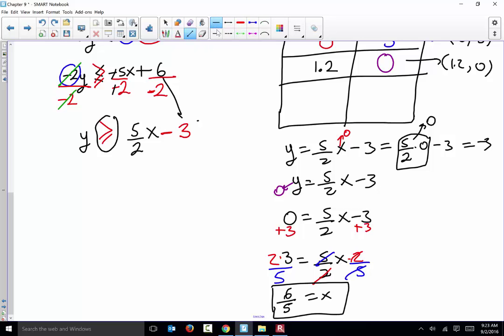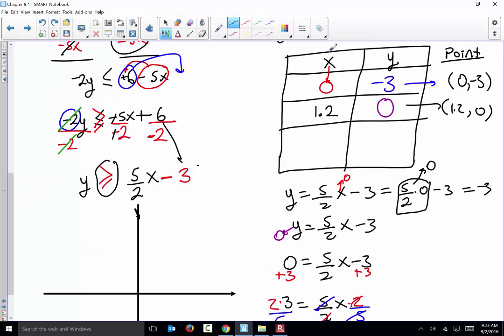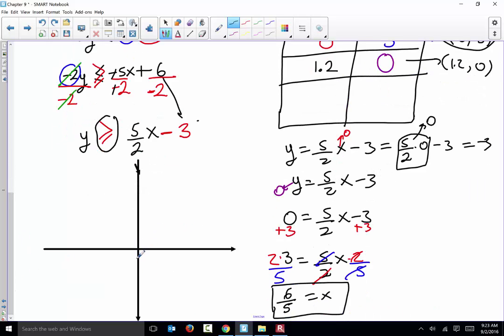Graph the line only. I'm going to graph it right here. Mark these 2 points you found, which is 0, negative 3. Where is 0, negative 3? X is 0, y is negative 3. 1, 2, 3. There we go.